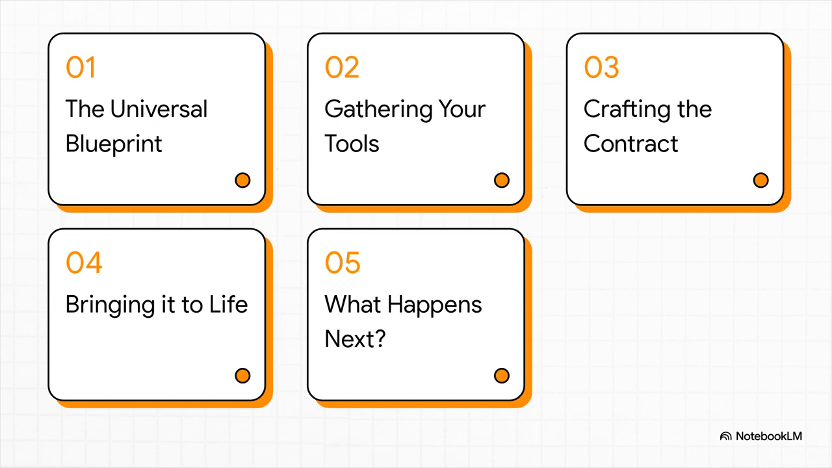So here's how we're going to break it down. We've got 5 simple sections. We'll start with the blueprint itself. Then we'll get our digital tools together. After that, we'll craft the smart contract, the token's rulebook. Then we'll actually bring it to life on the blockchain. And finally, we'll talk about what happens next, once your token is out there in the wild.